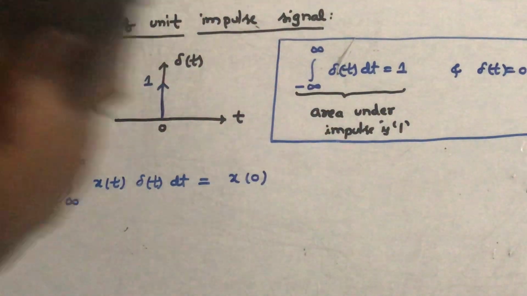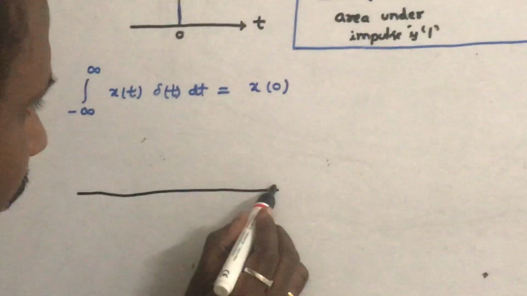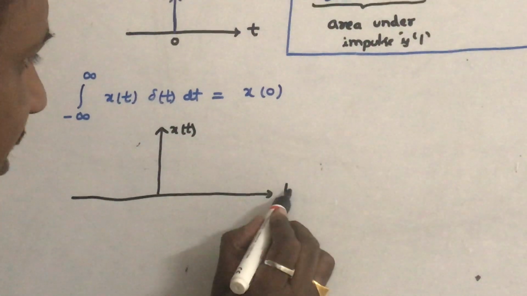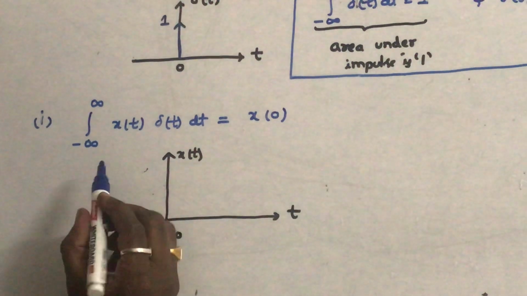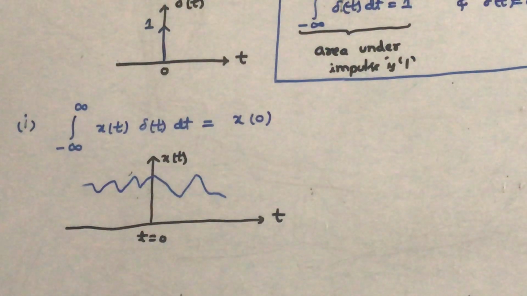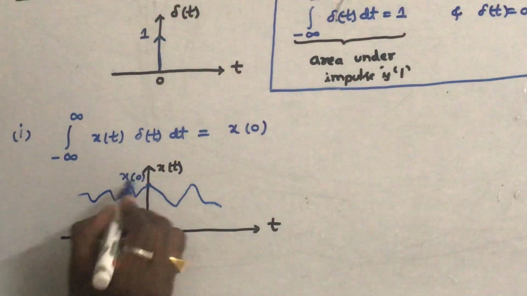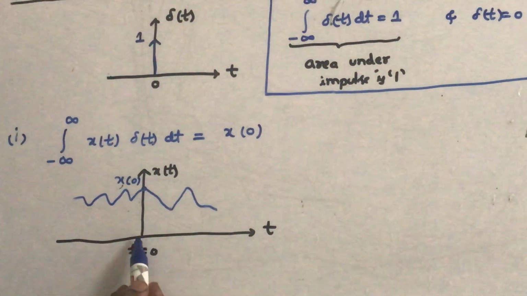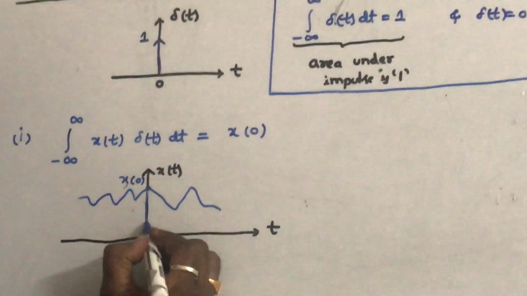Let us show this graphically. Take any arbitrary signal x of t versus t, with t equal to 0 marked. You take a signal of any arbitrary shape. At t equal to 0, the function value is x of 0. If you substitute t equal to 1, you get x of 1, and for t equal to 2, x of 2, and so on. At t equal to 0, the function value is simply x of 0, so this amplitude is x of 0.